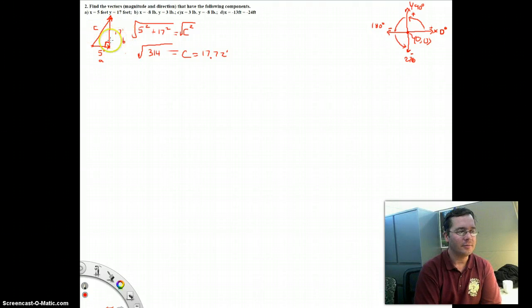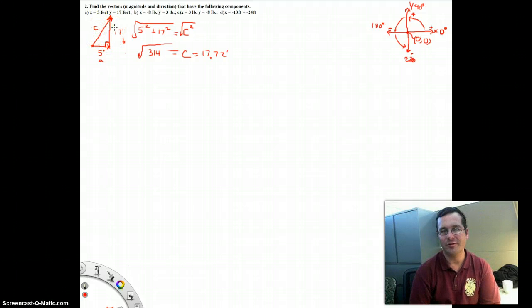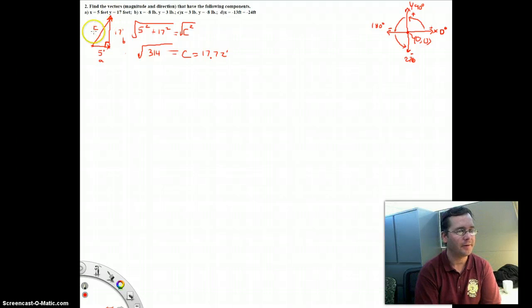On the other hand, because C is a hypotenuse, and by fundamental geometric properties, the hypotenuse is always the longest side, it has to be greater than 17. So it has to be larger than 17, it has to be less than 22, and this answer satisfies that. So it tells you that it's probably reasonable.